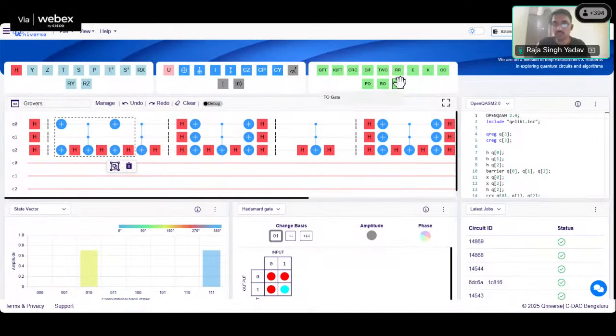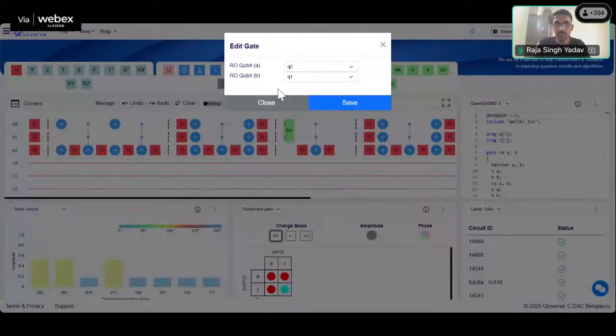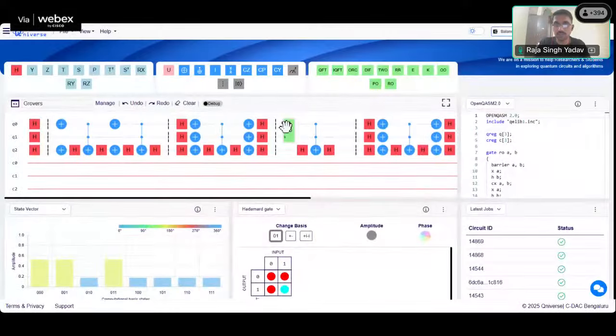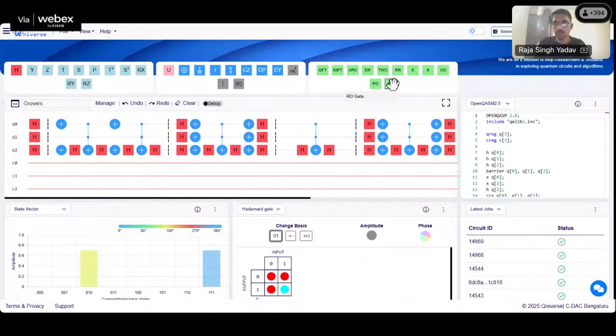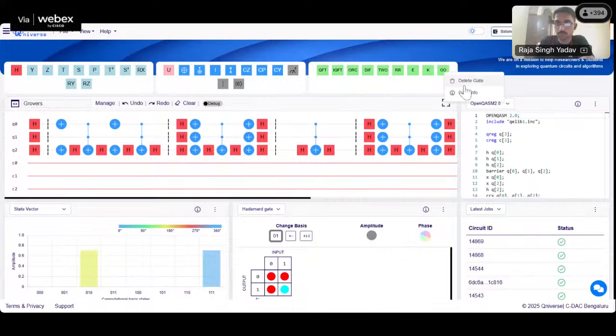Okay, sorry, there is a limitation. I have to remove this part. Delete gate. Okay, RO is there, so I just have to introduce one more time. Delete gate. So something different must be there. Okay, I'll just create it once again. Just put an X here.